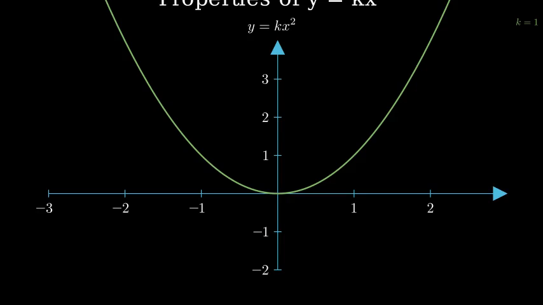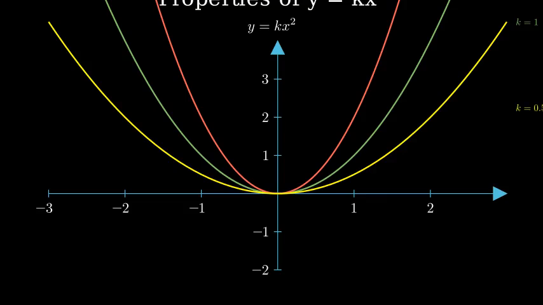When k is greater than 1, let's say k equals 2, the parabola becomes steeper and narrower. This means it rises more quickly as we move away from the vertex. When k is between 0 and 1, for example k equals 0.5, the parabola becomes wider and flatter compared to the standard parabola. Now, let's see what happens when k is negative.